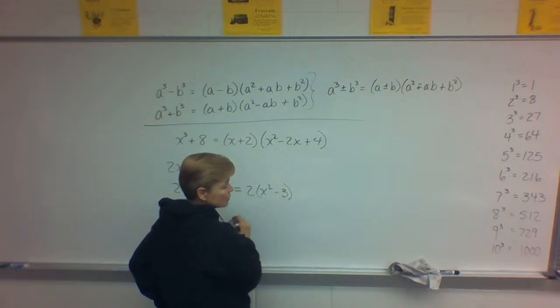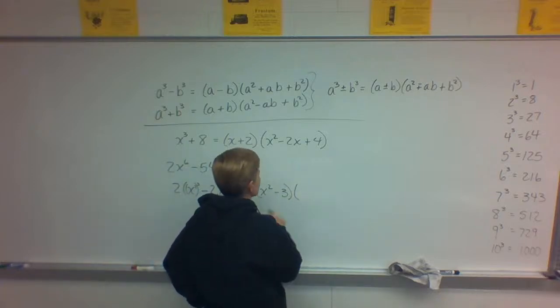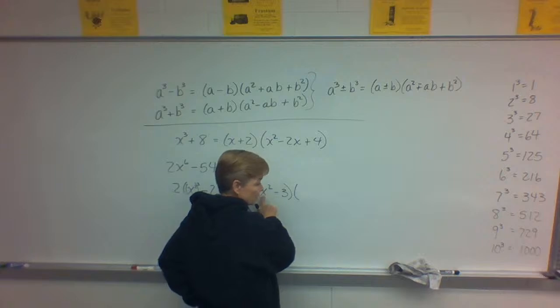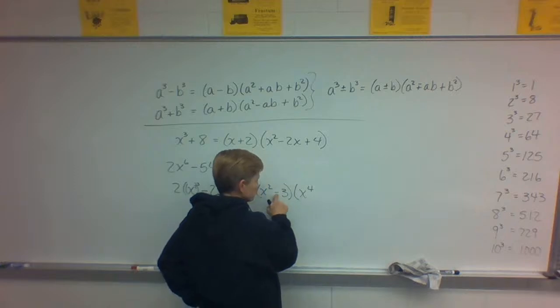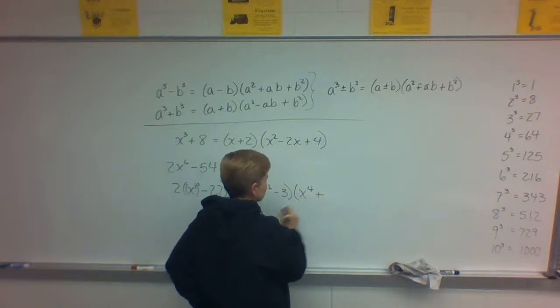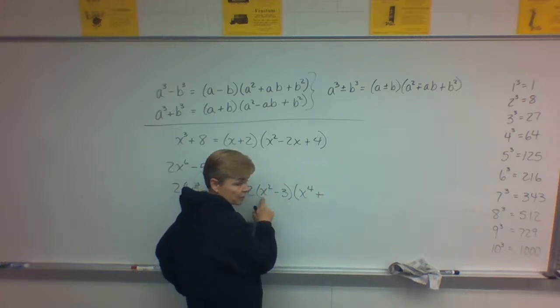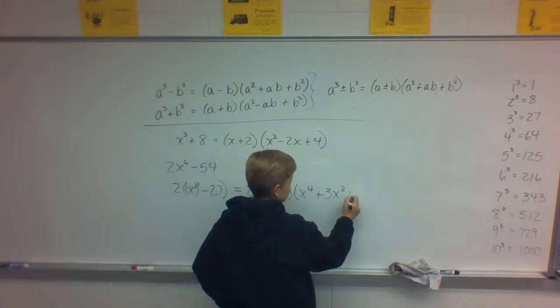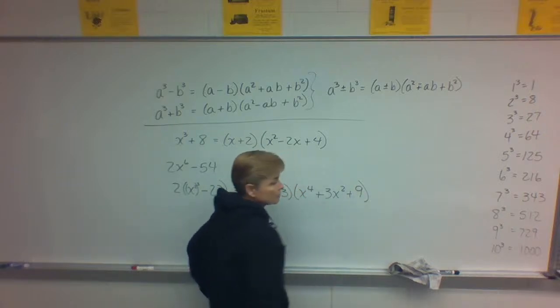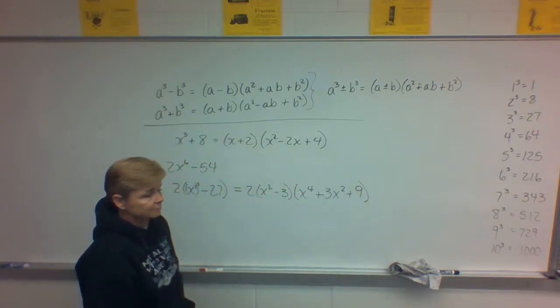See it? Times this squared. What is this squared? x to the 4th plus 9. No, 3x squared. 3x squared. This times this. And then plus 9. Then plus 9, yes. So that's a pretty wild one. Pretty crazy.